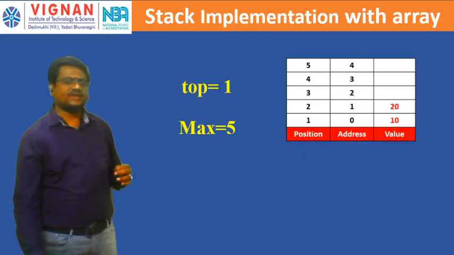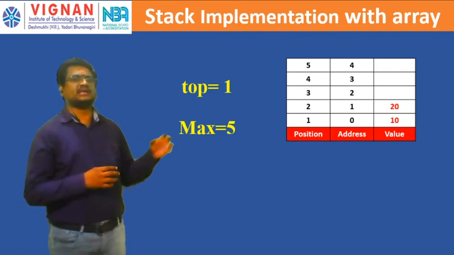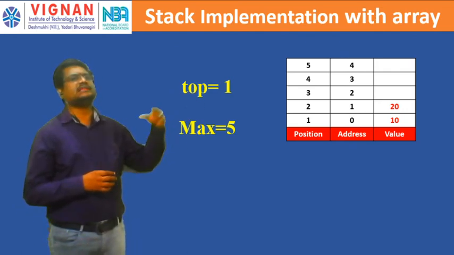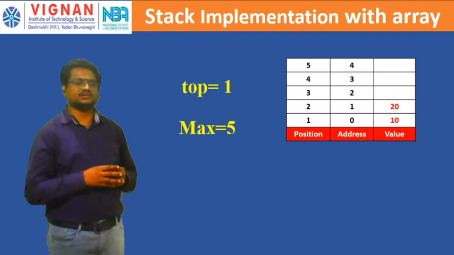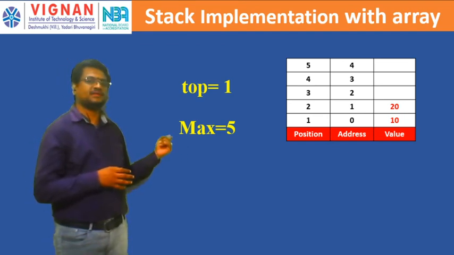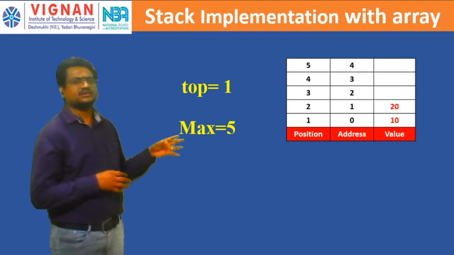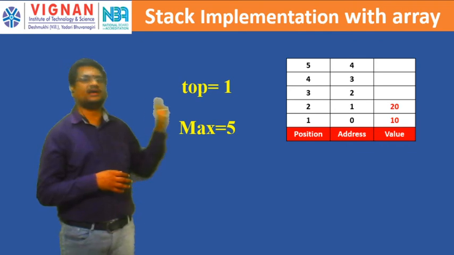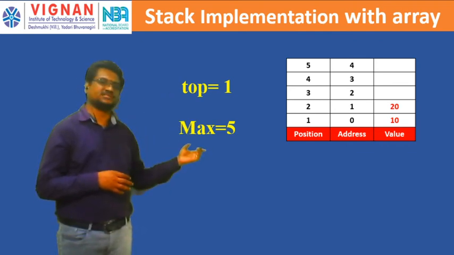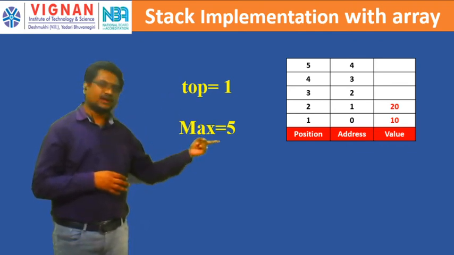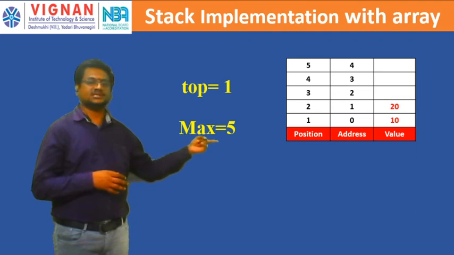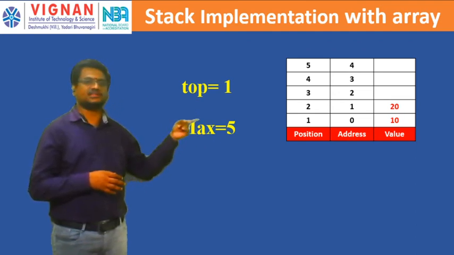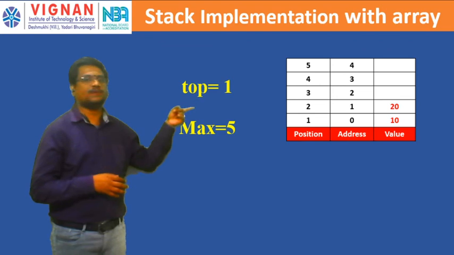Now if I have the stack like this, I have deleted the top 3 elements. If I delete from the stack, what will happen? See, max is always 5, whether elements are available in the stack or not. The maximum value is 5, that means I can store up to 5 values. It won't change with any operations done on the stack, but top will change.